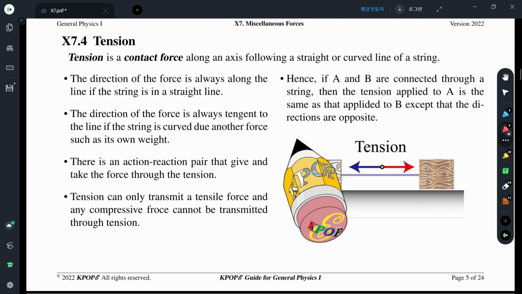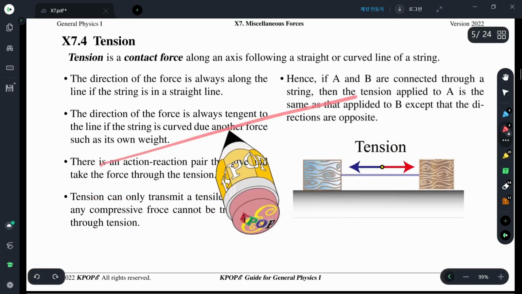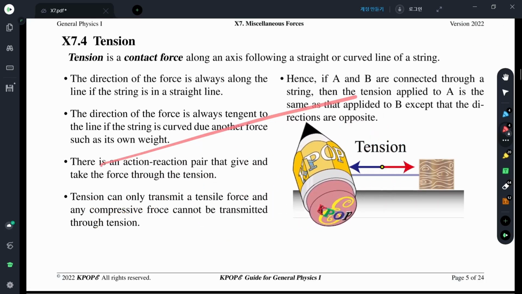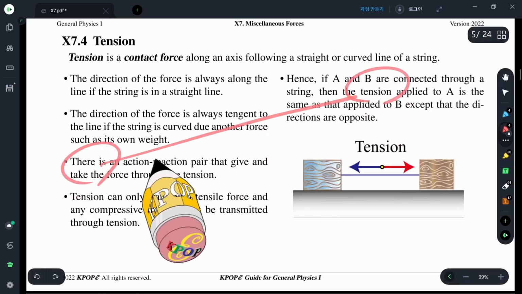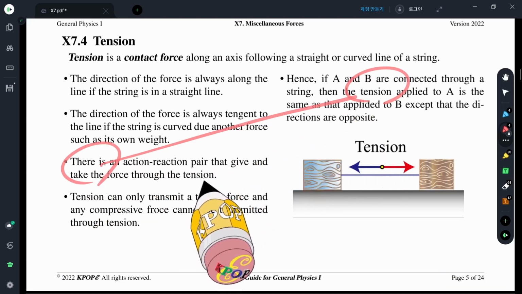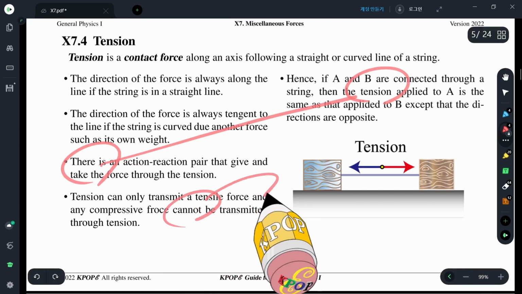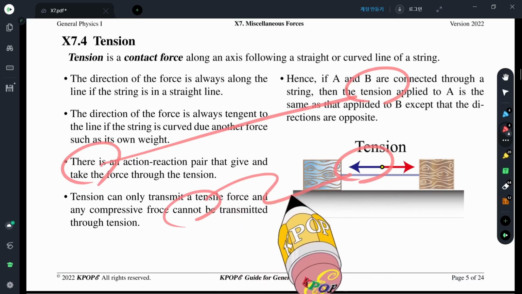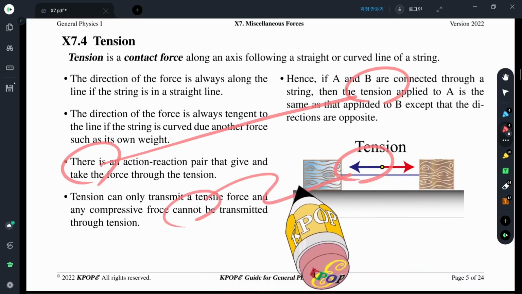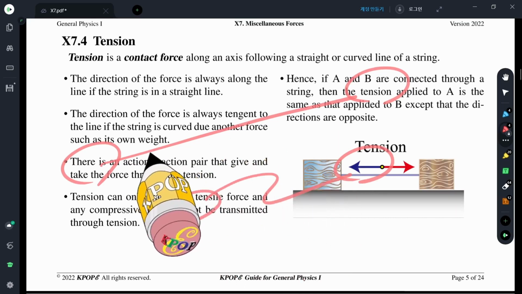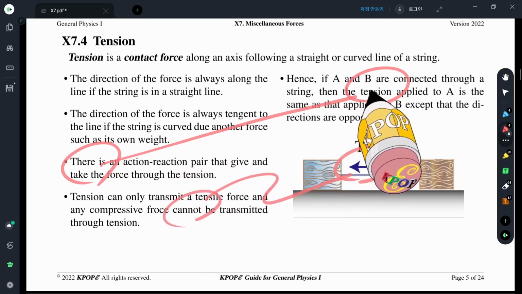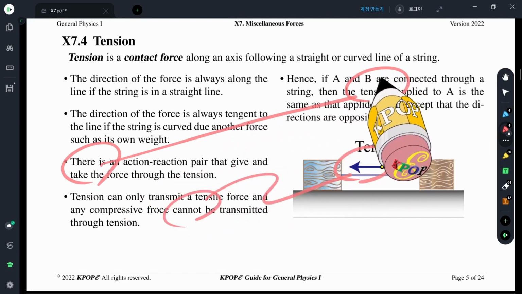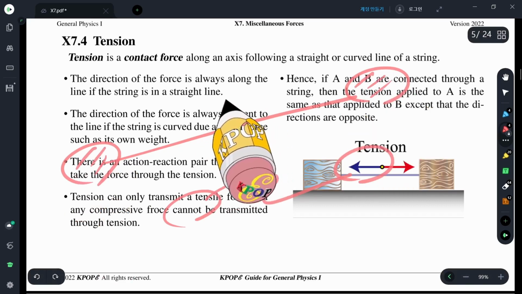An additional miscellaneous force is tension. Tension applies to objects that are connected by a string. If the string is loose, the tension cannot give and take some force. As long as the string is tight enough, two objects can communicate with each other through the tension.